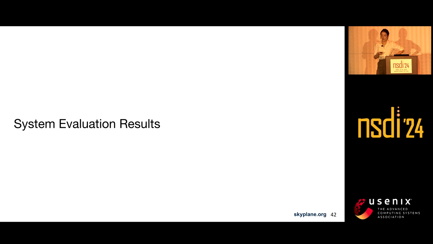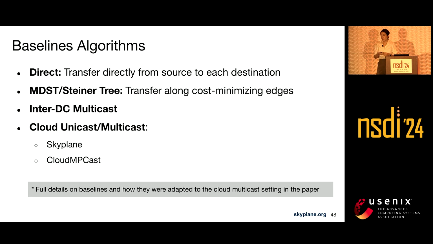So finally, I'll go into our system evaluation results. All the details about our baselines, there's a lot of baselines, and how they're adapted to Cloud Multicast are in the paper, but I'll just quickly go through the major ones. There's obviously direct, which is transferring from one source to each destination directly. There's also the minimum spanning tree and Steiner trees, which I mentioned at the beginning. These are classical algorithms for building minimum cost trees. And we also compared to inner data center multicast algorithms and also some prior work on Cloud Unicast and Multicast, like Skyplane and Cloud MPcast.